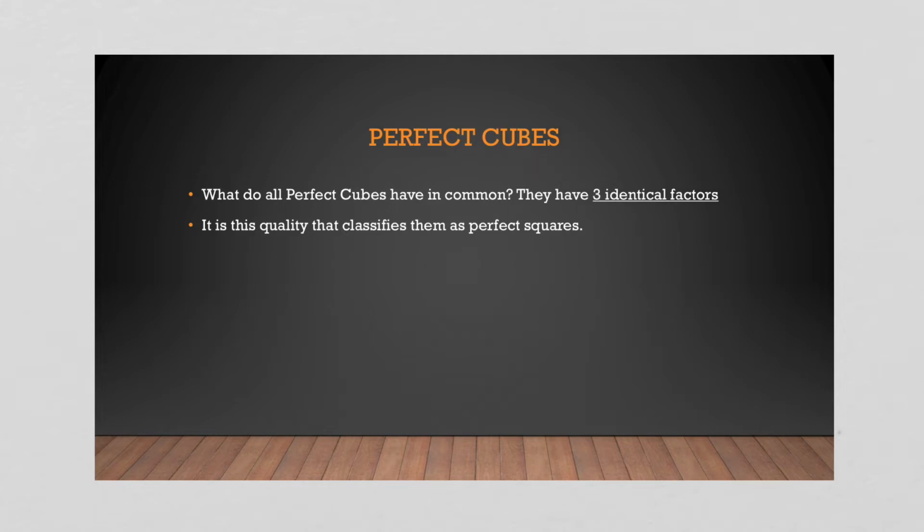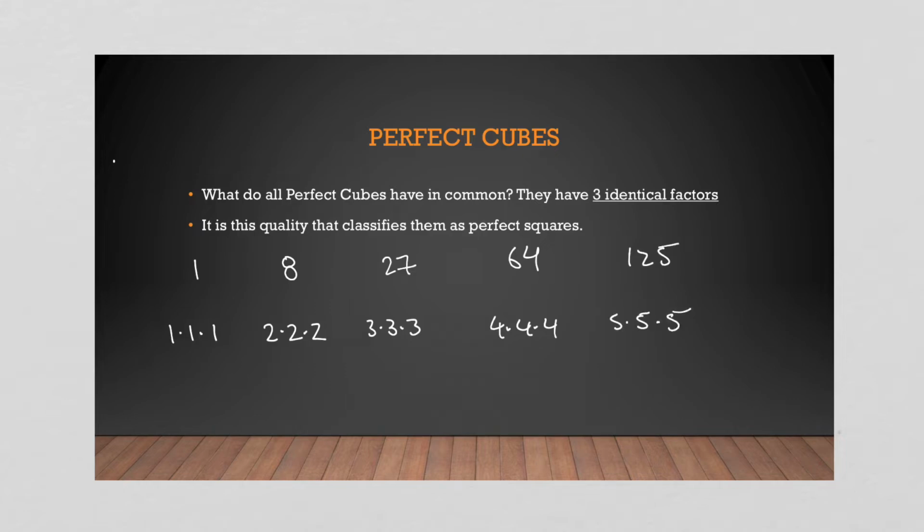A cube root is almost exactly the same, except they have three identical factors. So we still have 1, but now our numbers go up faster because 8 is 2 times 2 times 2. 27 is 3 times 3 times 3. So you can see the perfect cubes go up much faster. 125 is 5 times 5 times 5, and so on and so forth. This time we need three identical factors.